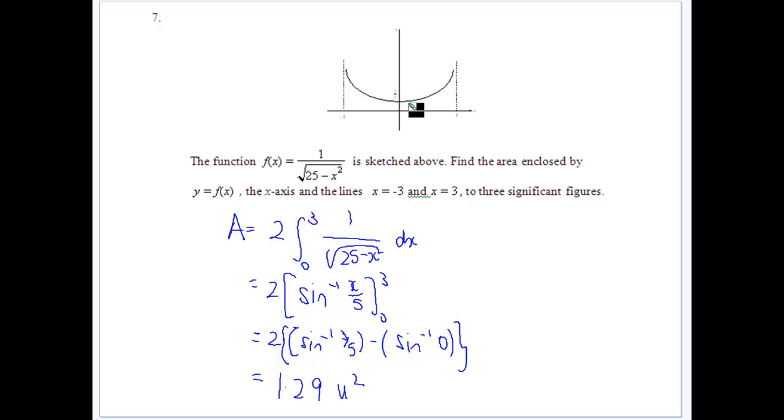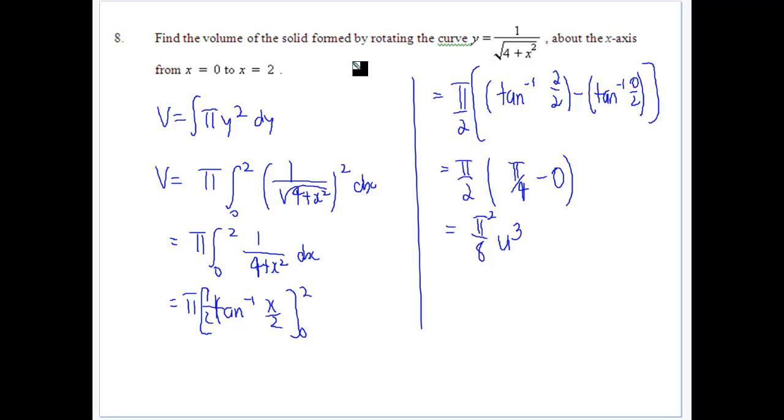Another area situation here. The graph's already done for us, so that's not too bad. We're going between minus 3 and 3, so again, it's symmetrical here, because that's symmetrical. And so we can just go 2 lots of 0 to 3. 1 over the square root of 25 minus x squared, integrates back to inverse sine of x on 5. We sub our values in. 3 significant figures, because it's 0 to 3, so it's not going to give us very nice values. But when we put that all into the calculator, to 3 significant figures, we get the 1.29.